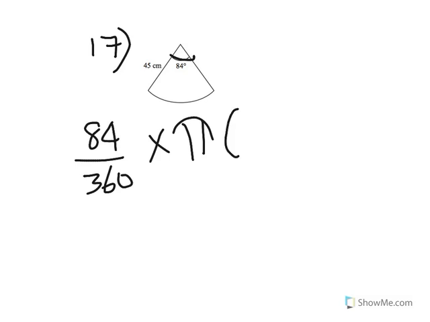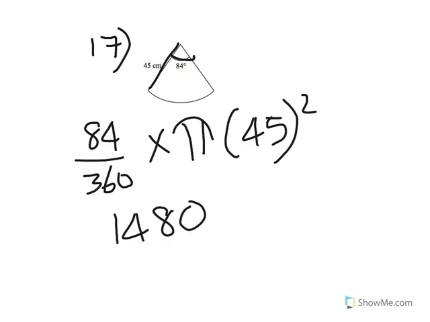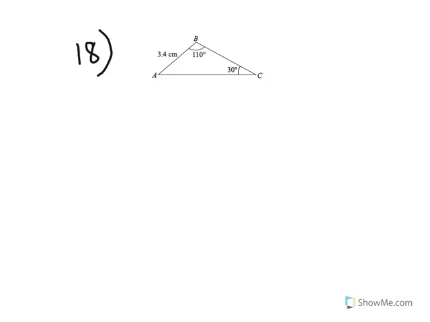So in this case, the radius is 45. So 45 squared. And all you got to do is put this on your calculator, and you're going to get an answer of 1484.40 and so on. But you have to give it to 3 significant figures, so it's just 1480 centimeters squared. Now, question 18 is also again very simple.